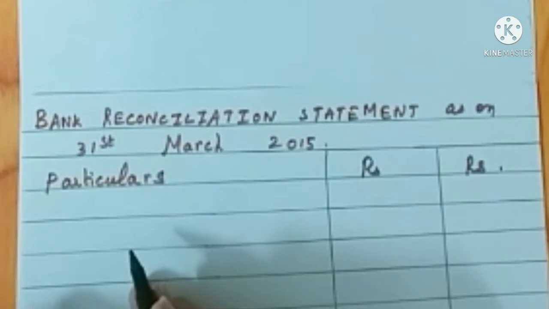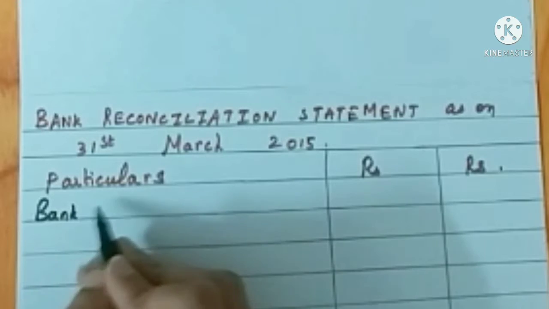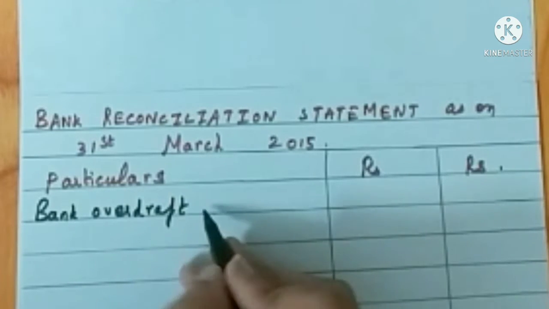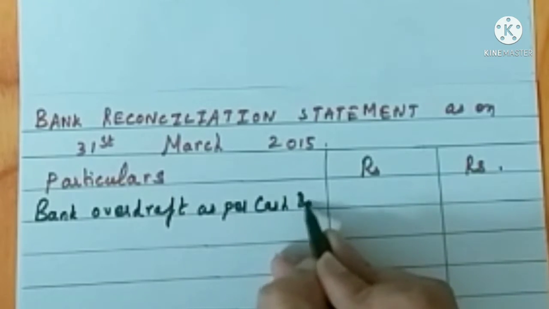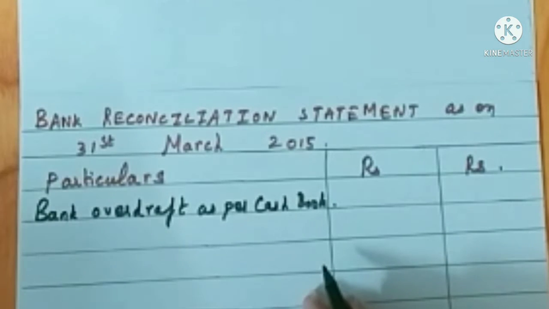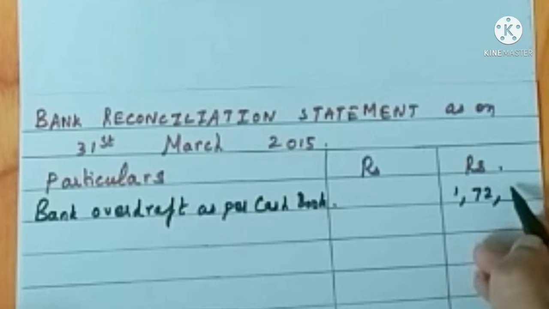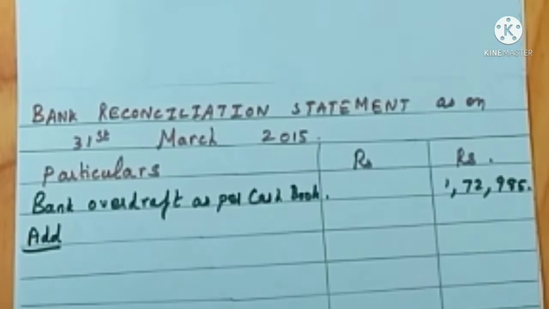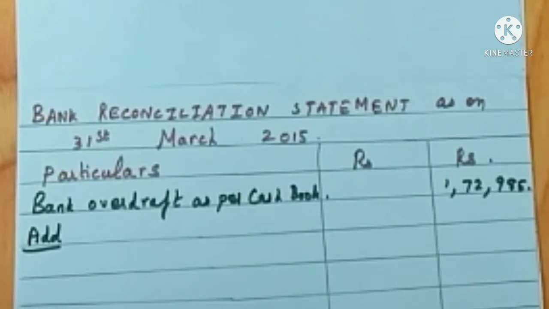Okay, now I am going to write bank overdraft as per cash book. Amount is rupees 1,72,985. So now I am going to add the following items. Before that, let's see what items have to be added and deducted from the question.